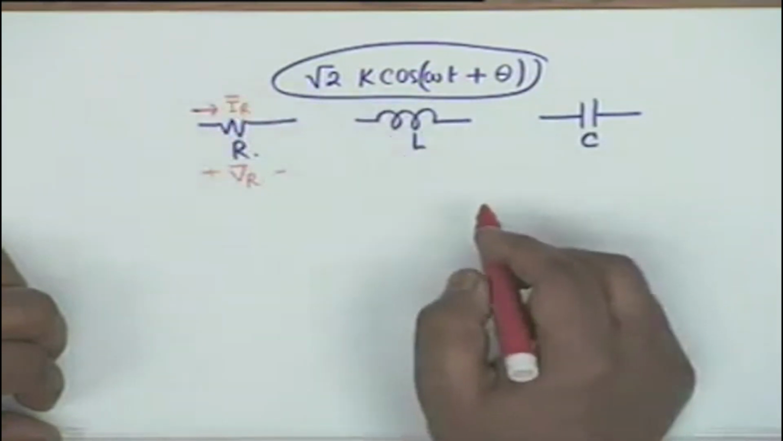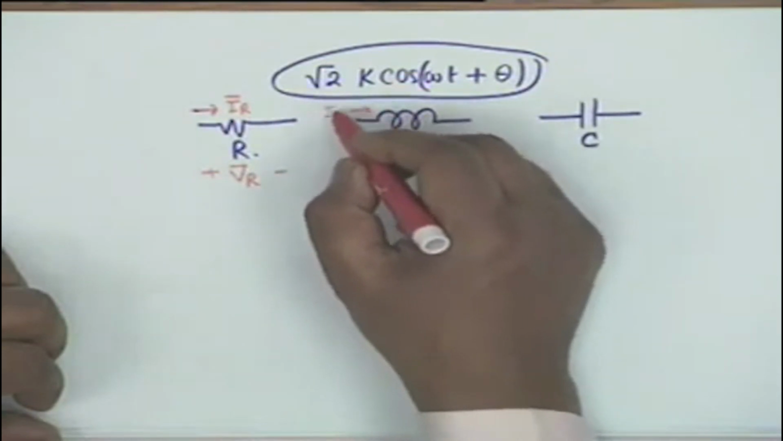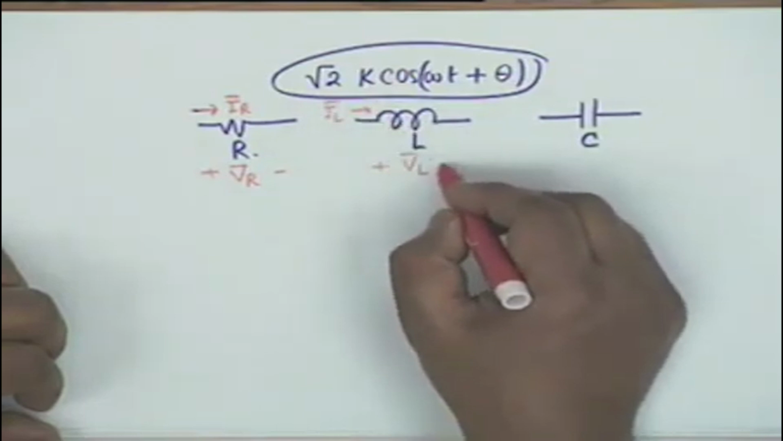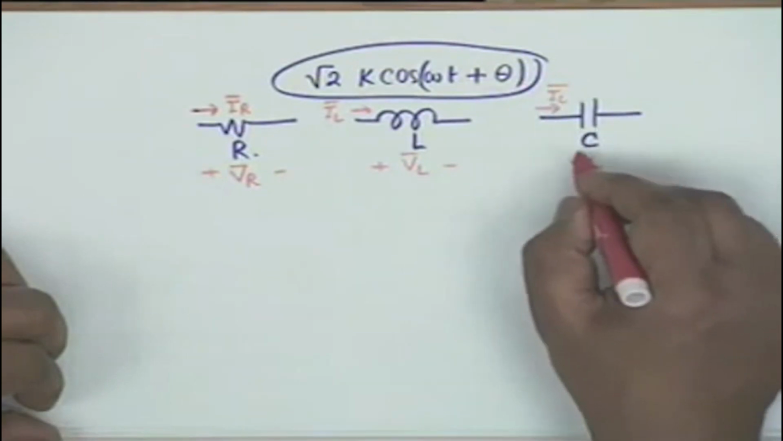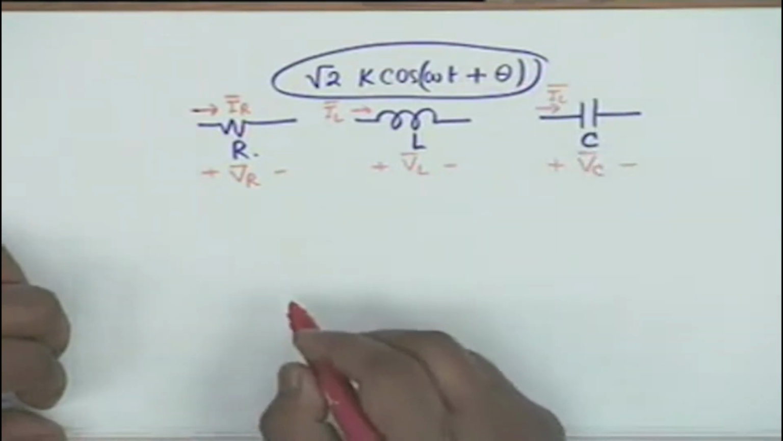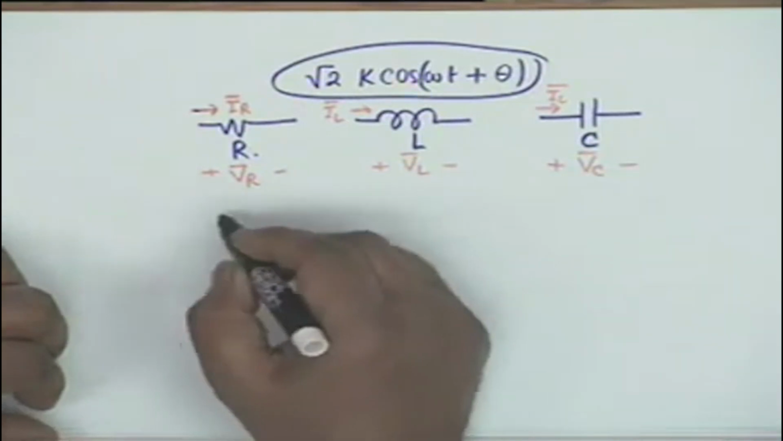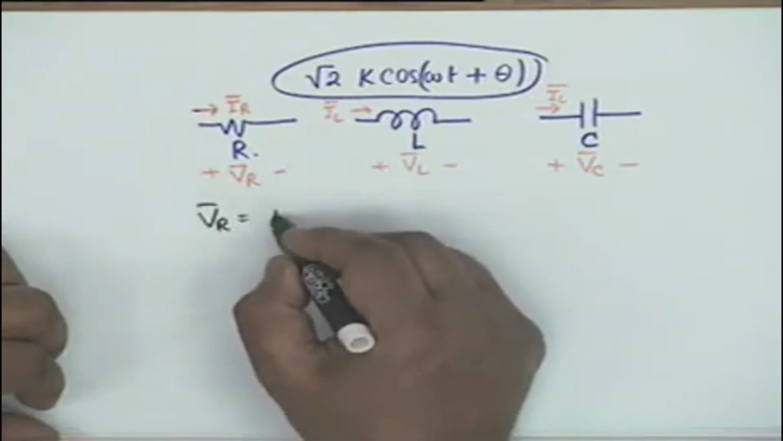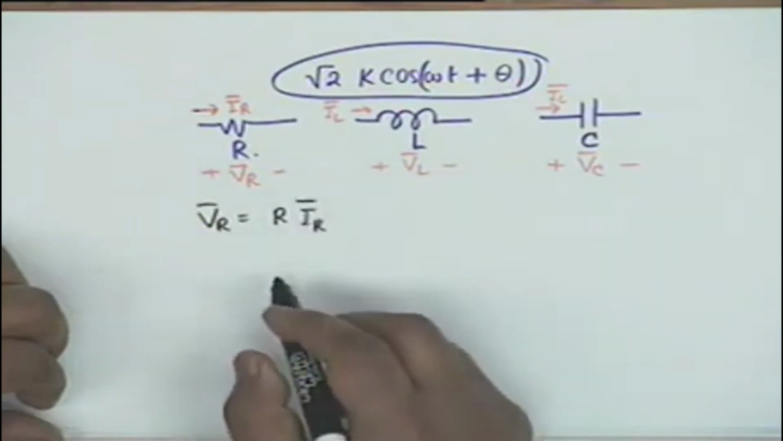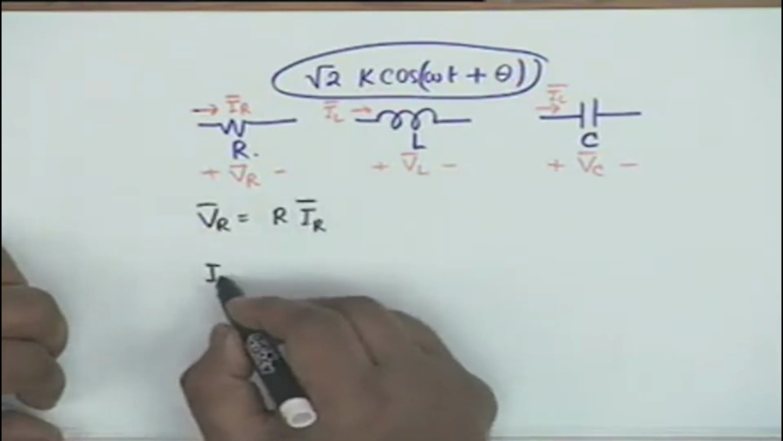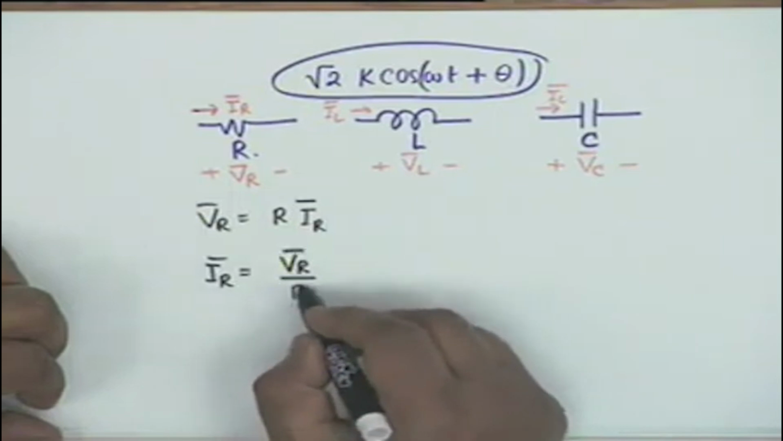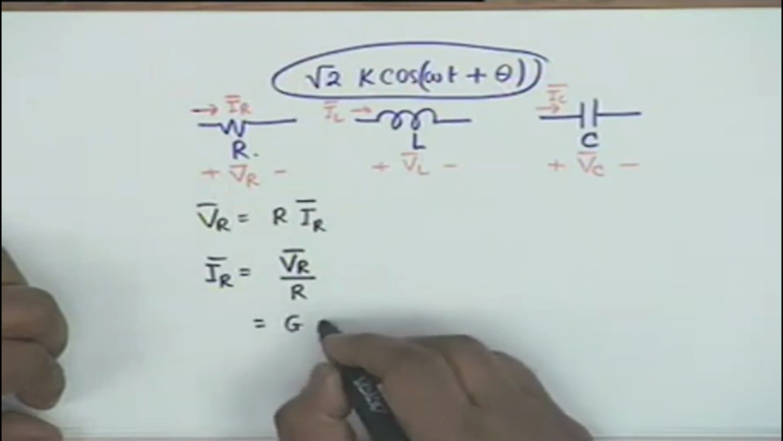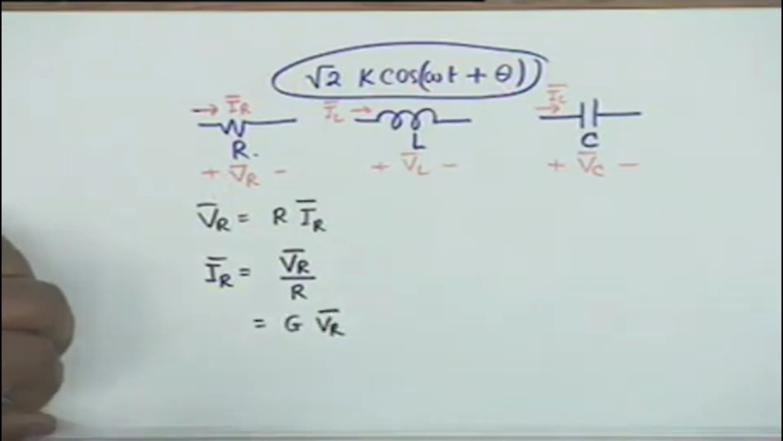This is IL phasor, and the voltage phasor is VL, IC phasor and the voltage phasor is VC with this polarity. Then the relationships are that VR is simply equal to R times IR phasor, or the other way around, IR is equal to VR divided by R, which I can write as G times VR, where G is the conductance of the resistor.